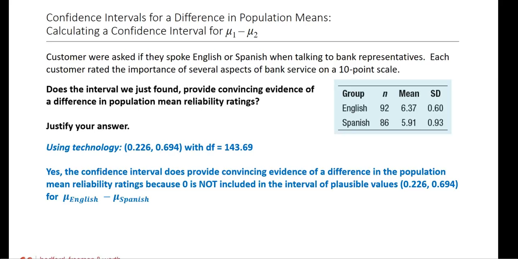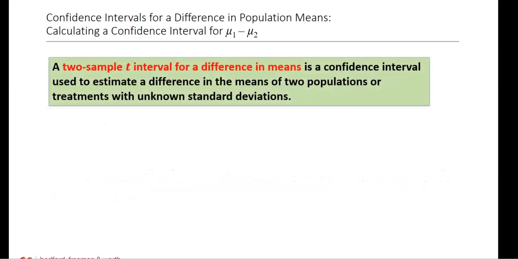And so again, we have to calculate that degrees of freedom. Because 0 is outside the interval, right? We do have convincing evidence, because 0 is not in the interval, that there is a difference in the population mean reliability ratings between the two.